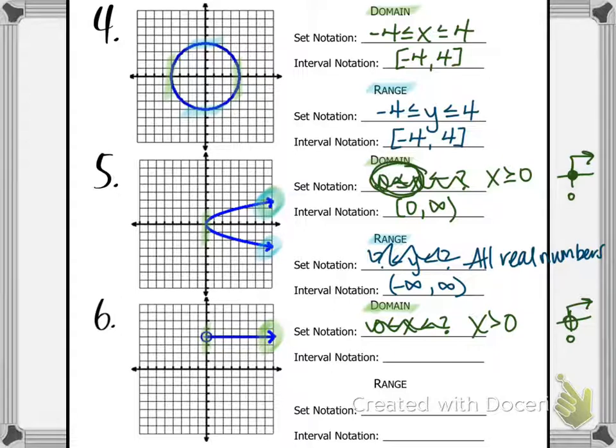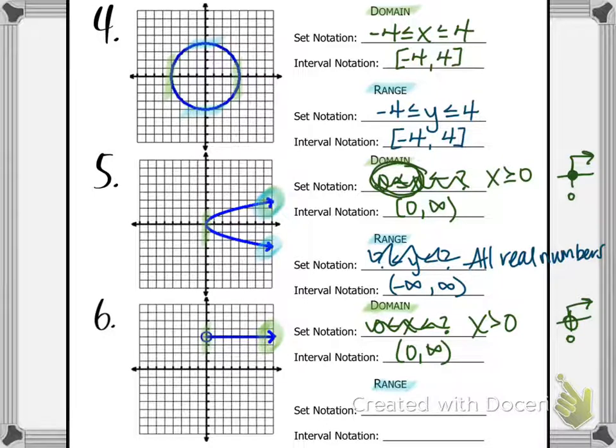So on the left-hand side, we have our 0, and it's in parentheses because it's an open dot, to infinity, and then infinity always has a parenthesis. Our range is going to be a little different, though. So our range is going to be that bottom to top, and so we can see that our bottommost number is also our topmost number.